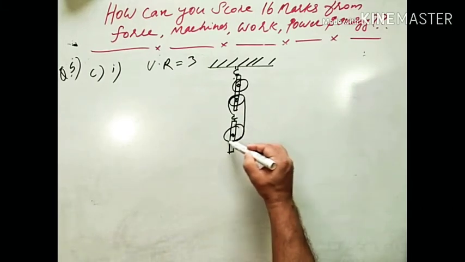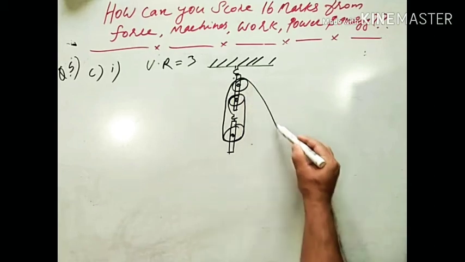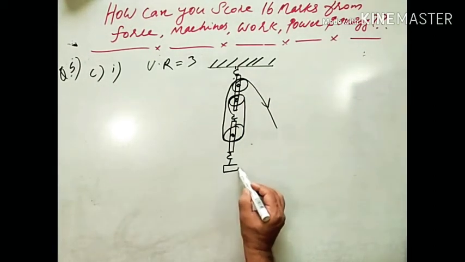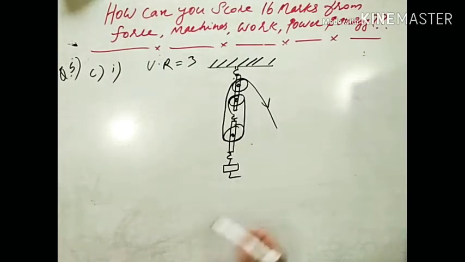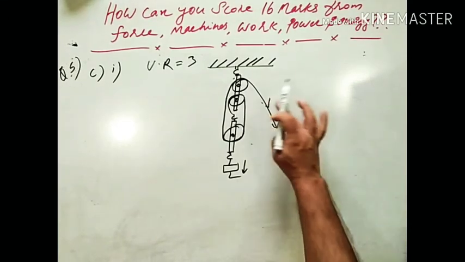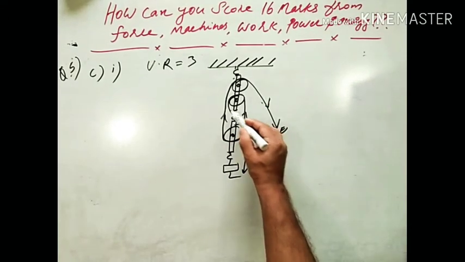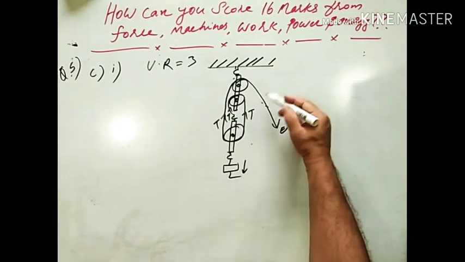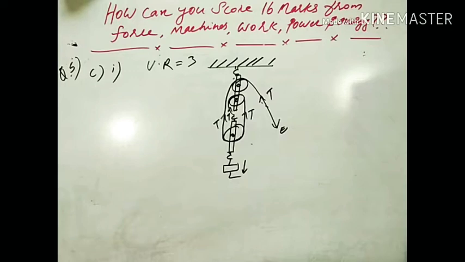So completed. Now the free end, we got it, the load being attached at the lower block. All right. Load direction is acting downward, the effort is being applied in the downward direction, tension acting along the string, tension T in the upward direction. All right. Okay. So the diagram is complete.